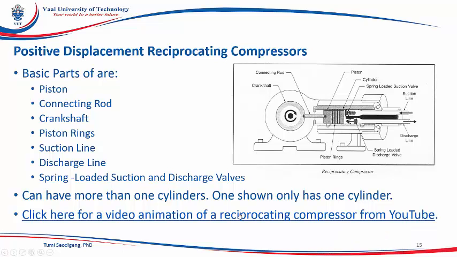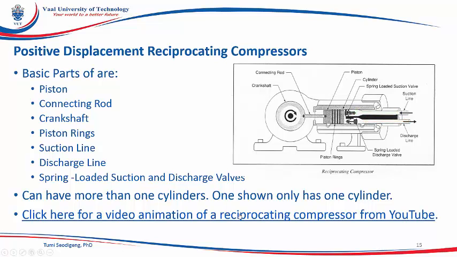The assembly of a reciprocating compressor is shown here to indicate the building blocks. We have the piston, which moves back and forth to suck the gas into the compression chamber and compress the gas. The piston is connected to the driving crankshaft by the connecting rod. The crank is rotated by the motor drive. The piston rings seal to ensure that the lubricating oils do not leak into the compression chamber. The suction and discharge lines serve as inlet and outlet.